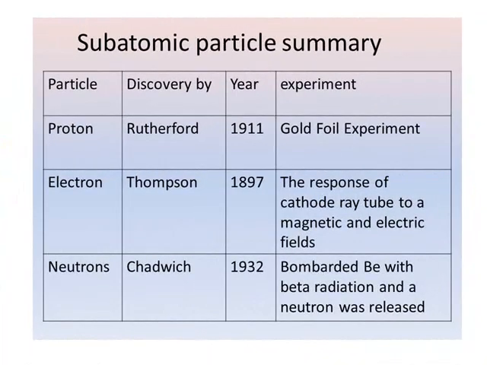Children, this slide gives you the history of the 3 subatomic particles that we have seen. What are the 3 subatomic particles? Positively charged proton, negatively charged electron, and neutral neutron. Now, the proton was discovered by Rutherford in the year 1911, and the experiment in which he found out the proton was the gold foil experiment, which you will learn in your higher classes.